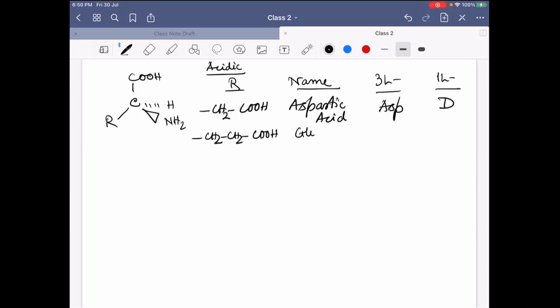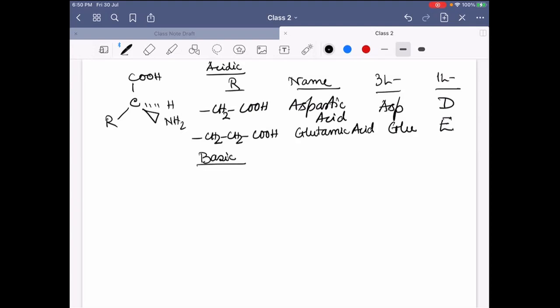This is known as glutamic acid, or glutamate in its deprotonated form. Three-letter word GLU, one-letter word E. So these are the two different acidic groups you can have. Then come the basic groups.